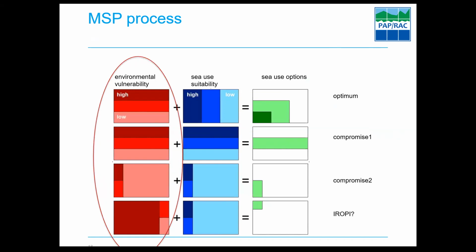However, in the planning process, this is not enough. What is absolutely needed is to identify the sea use suitability, meaning the suitability of each marine activity independent of natural values, on what areas would be most suitable for a certain activity. Only by combining these two can we think about different sea use options. So the idea is to find locations that are most suitable for a certain activity, but that at the same time are the least vulnerable from the environmental point of view.